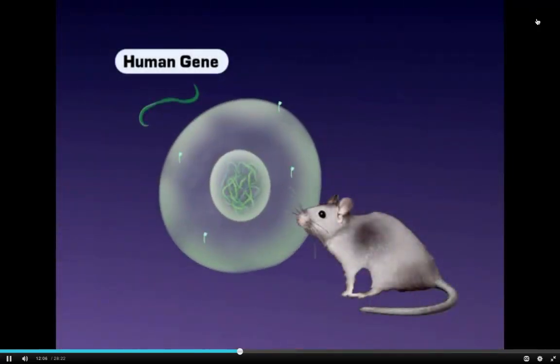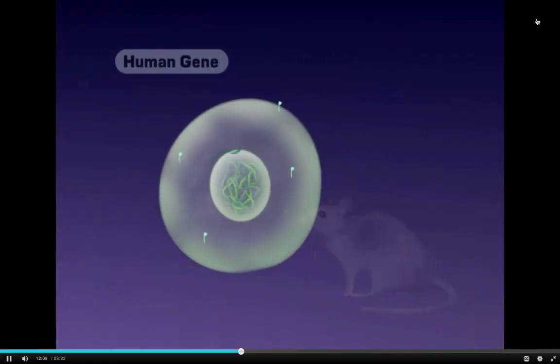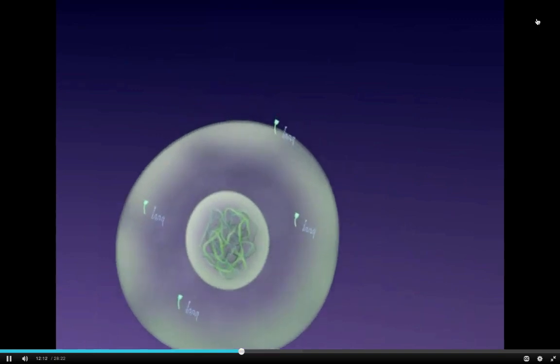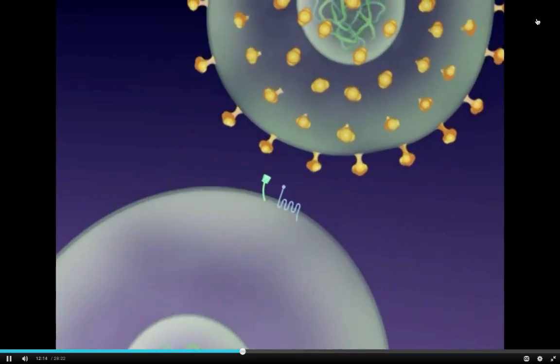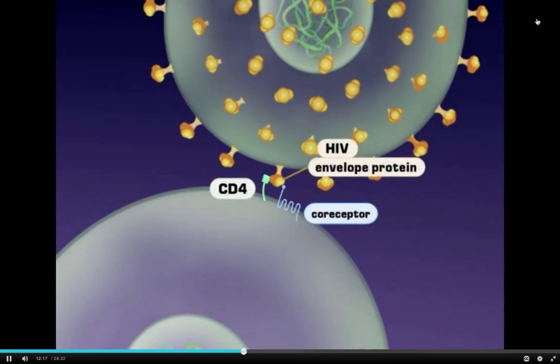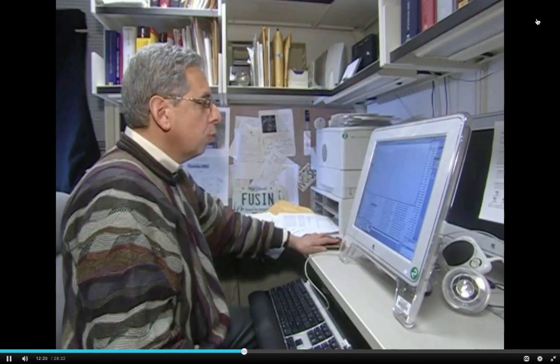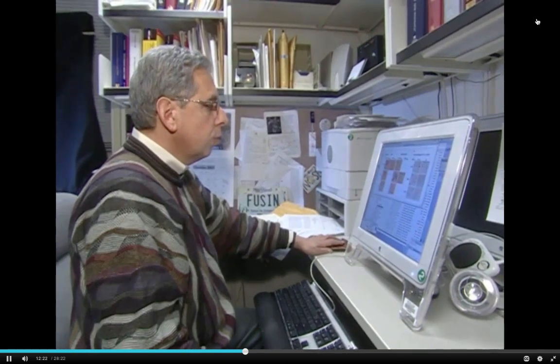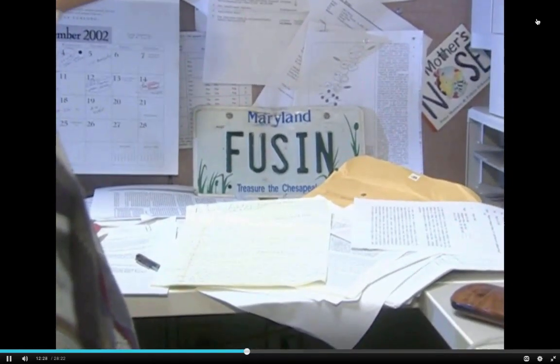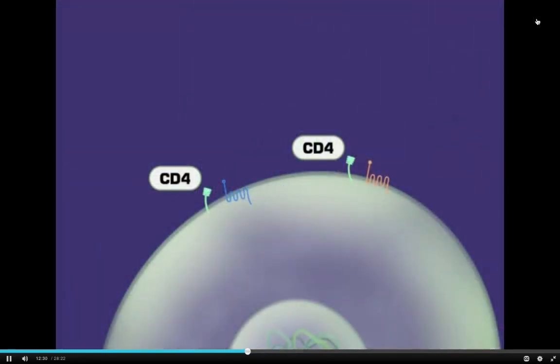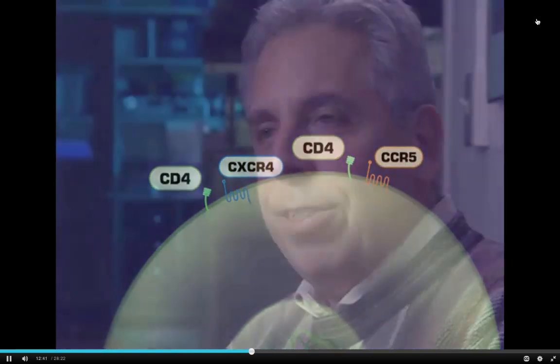Further research revealed a single gene that, when inserted in a mouse cell, produced a surface protein that caused the cell with the HIV envelope protein and the mouse cell to fuse. The only function that we had for it was that it enabled the HIV virus to fuse with a cell that was expressing CD4, so we gave the protein the name fusin. At the same time, Berger identified fusin, now called CXCR4. Other researchers identified another co-receptor called CCR5. Why is the existence of two distinct co-receptors important?